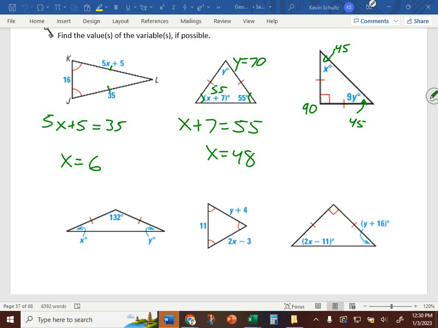X is the angle itself. X is 45. Y, 9 times what number equals 45? And we get y to be 5.